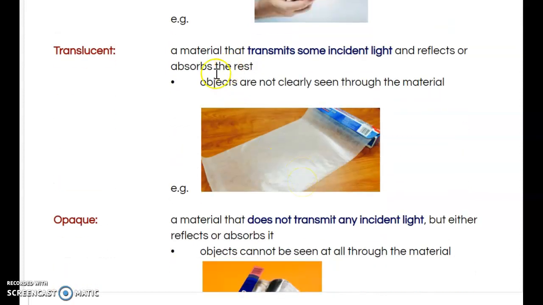The next one is translucent. A translucent material transmits some incident light and reflects or absorbs the rest. Objects are not clearly seen through the material. Parchment paper, this could be frosted windows as well.